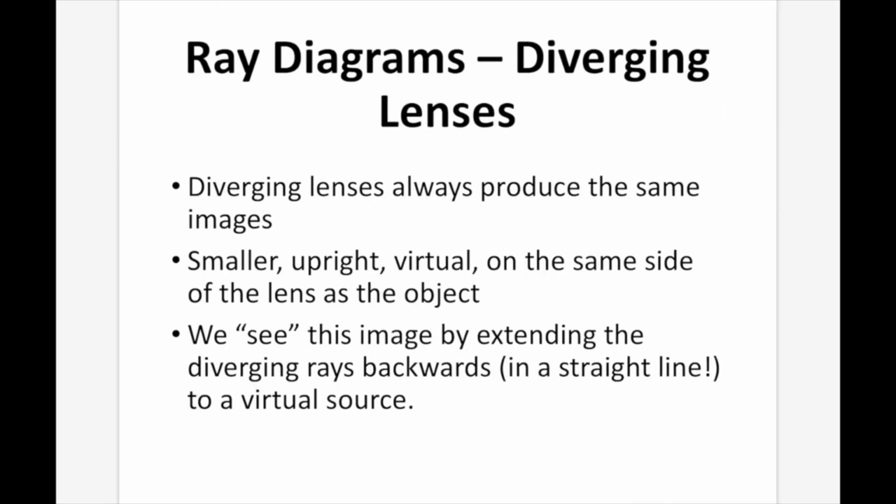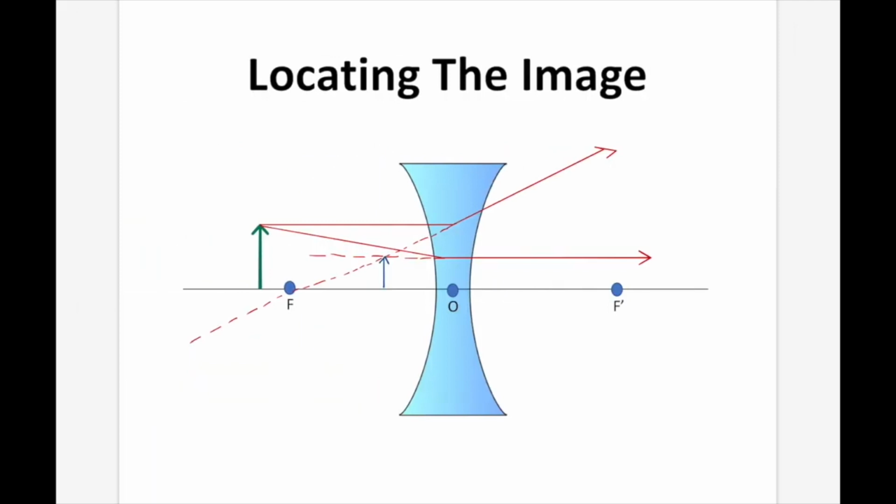Ray diagrams, diverging lenses. Diverging lenses always produce the same images: smaller, virtual, and on the same side of the lens as the object. We see this image by extending the diverging rays backwards in a straight line to a virtual source. And that's what we see here. This guy is smaller, upright, between the focal point and the optical center, and it's going to be virtual because it's virtual rays that create the image.